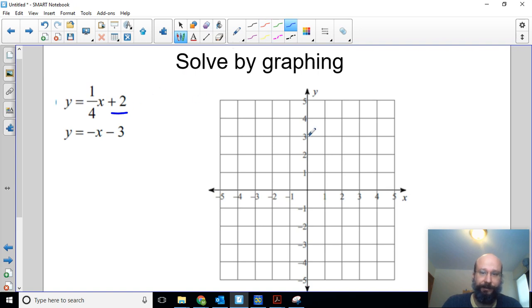In this case, the y-intercept is 2. So I'm going to put my first point here, and then I have a positive slope of 1 over 4, rise over run. So I'm going to go over 4 and up 1, or I can go this way, over 4 and down 1. So 1, 2, 3, 4, up 1. 1, 2, 3, 4, down 1.